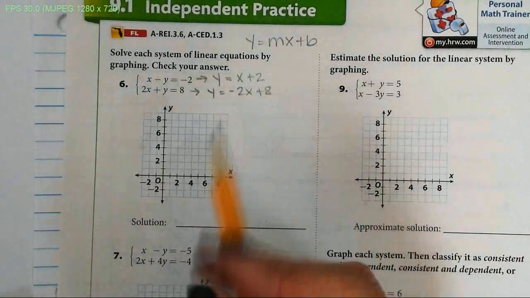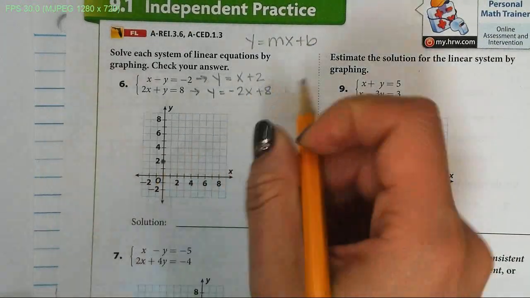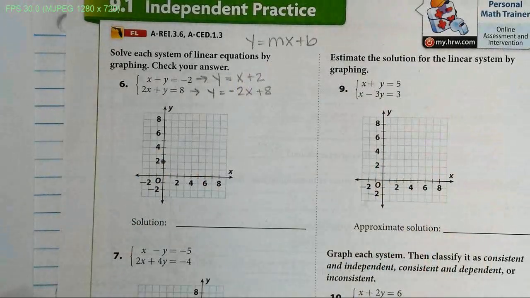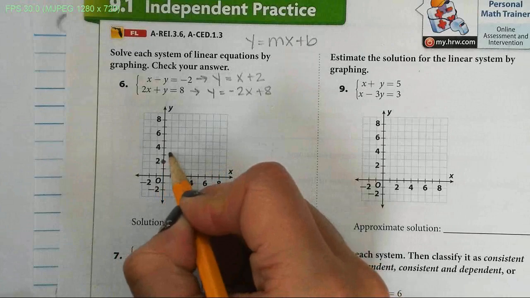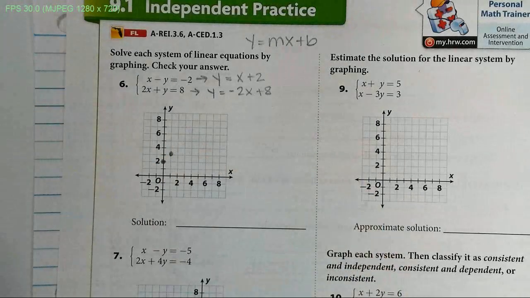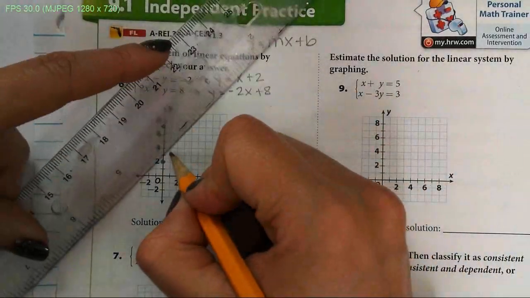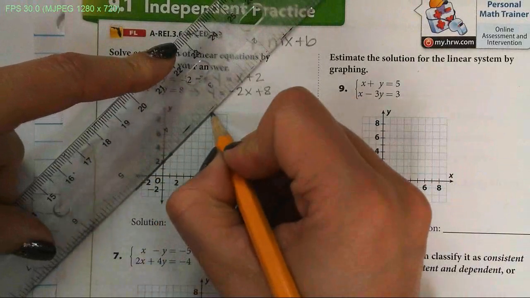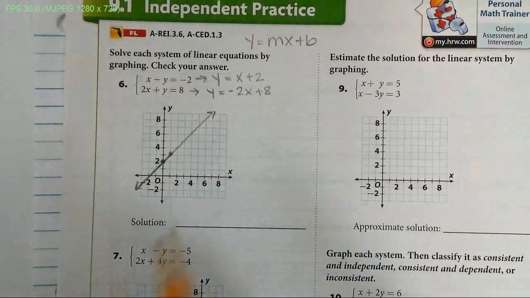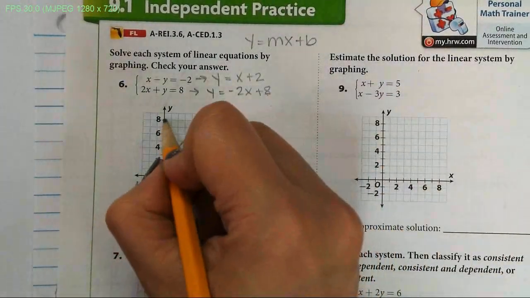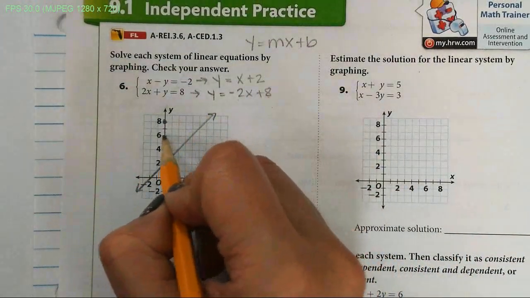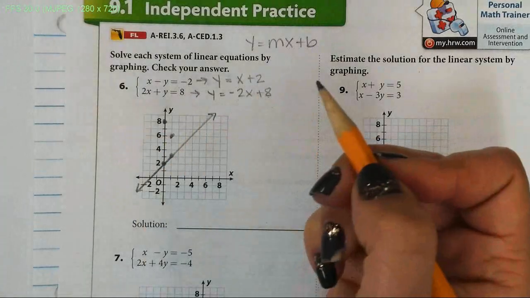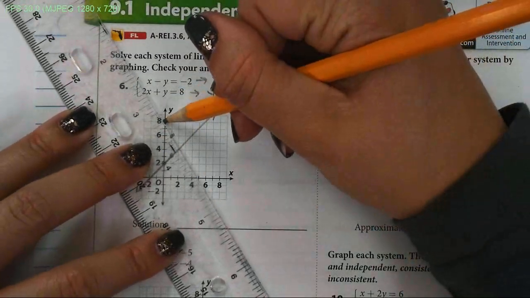If I plot this point, I have a 2. My slope is 1 because I don't have a number in front of my x, so I assume it's 1. Up 1 to the right 1. That's my 2 points there. My next one is starting at the 8, and then my slope is negative 2, so I go down 2 to the right 1. So I go ahead and graph that.